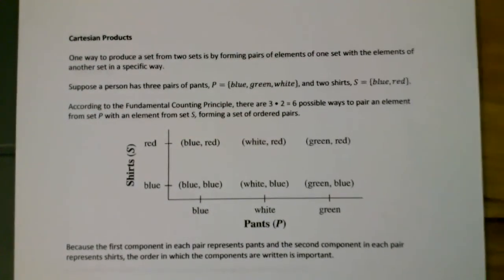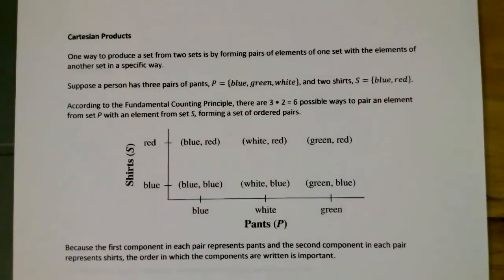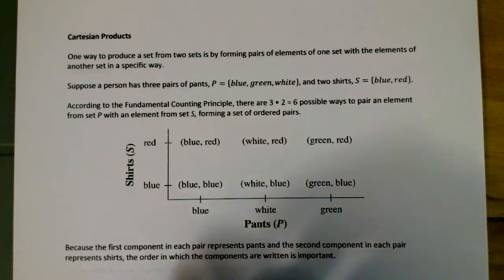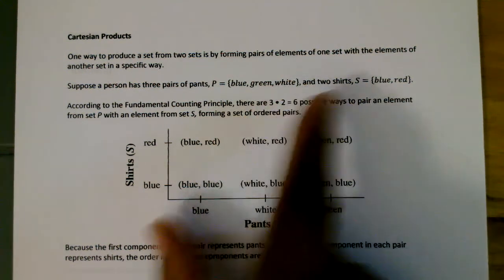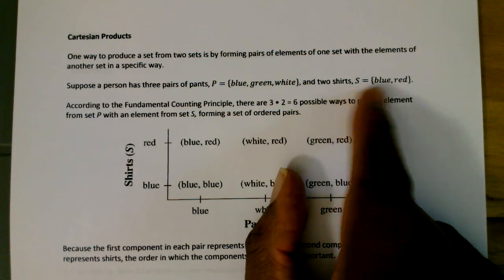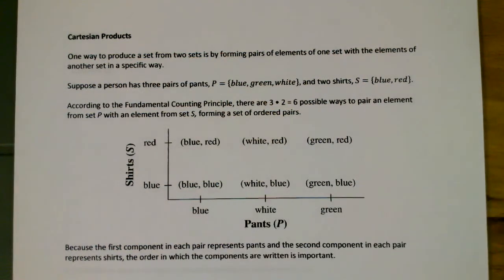One way to produce a set from 2 sets is by forming pairs of elements of one set with the elements of another set in a specific way. Suppose a person has 3 pairs of pants, where P will be the elements blue, green, and white, and 2 shirts, where S has the elements blue and red. According to the fundamental counting principle, there are 3 times 2 or 6 possible ways to pair an element from set P with an element from set S, forming a set of ordered pairs.